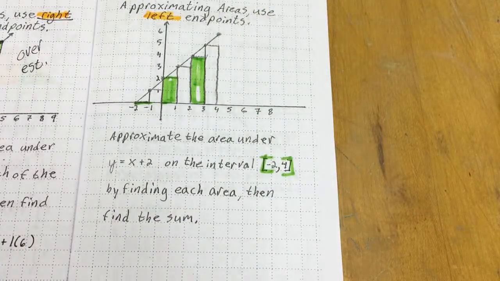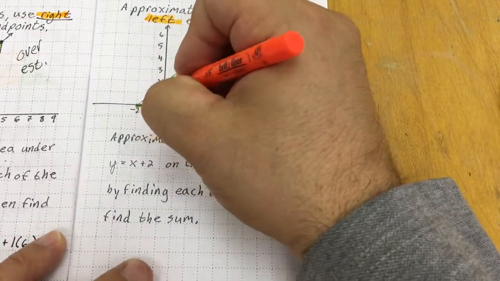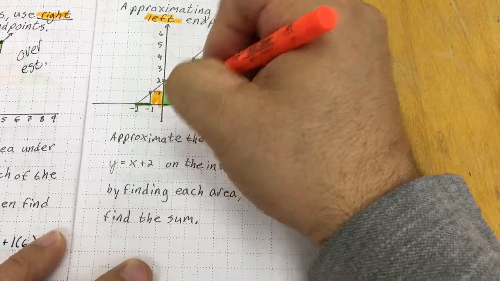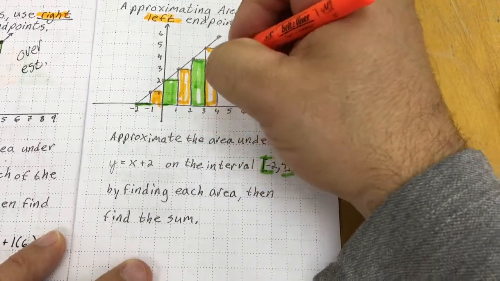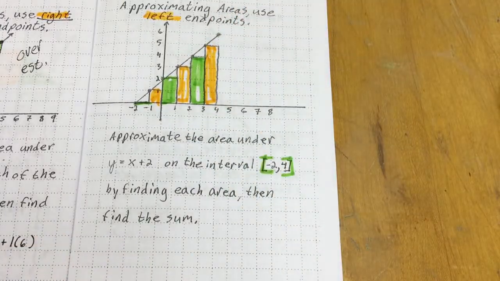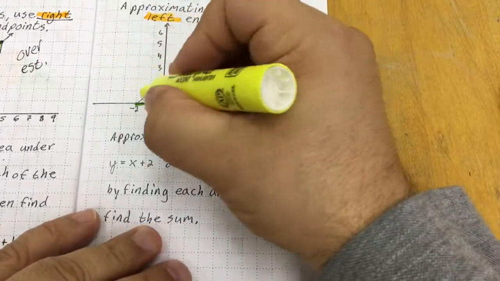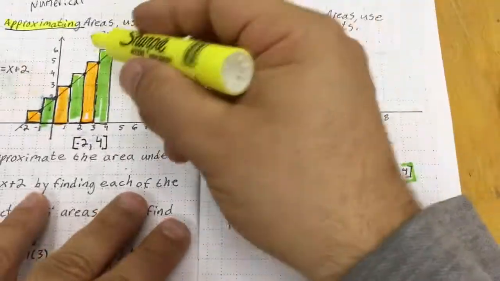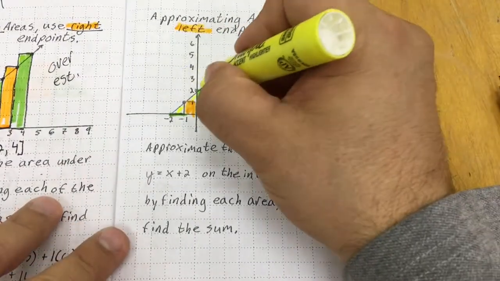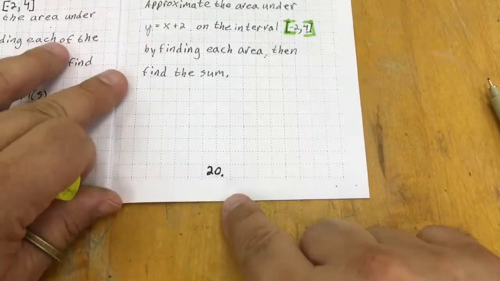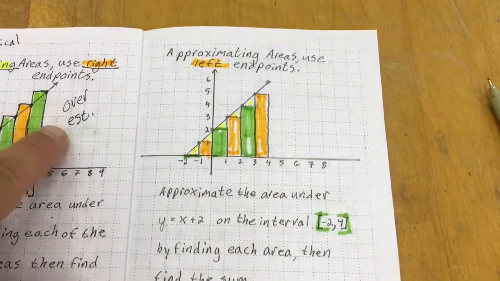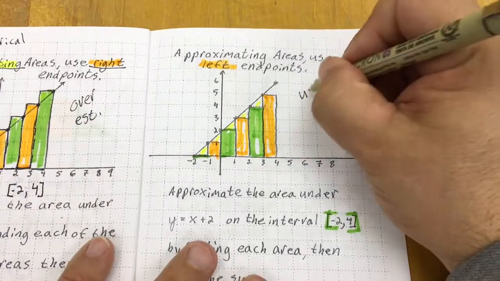And yes, there are 1, 2, 3, 4, 5, 6 rectangles for this graph also. But notice there's a little gap this time. Over here, there's a little overage. On this particular problem, page 20, there's a gap. So instead of it being an overestimate, this one's going to be an underestimate.